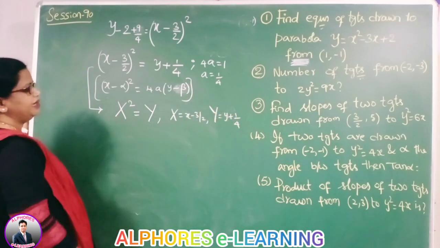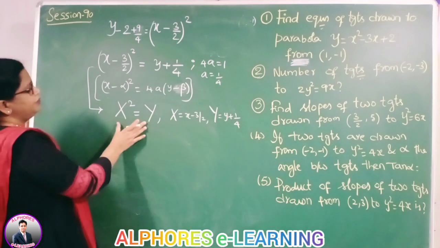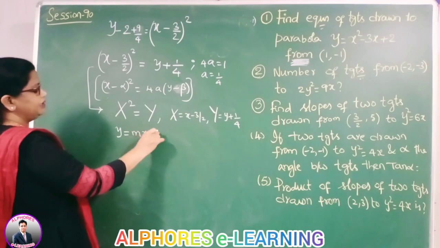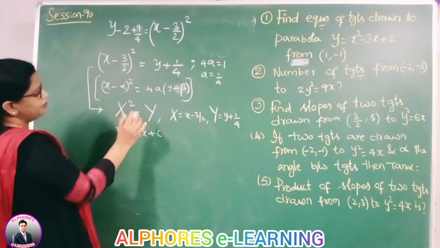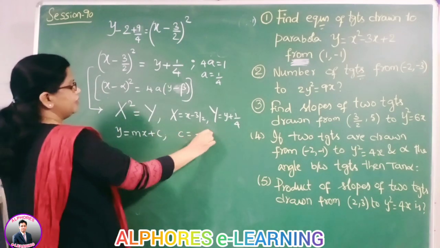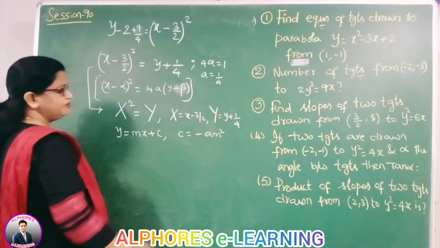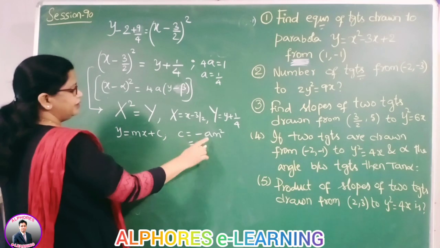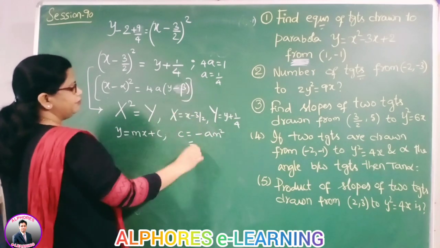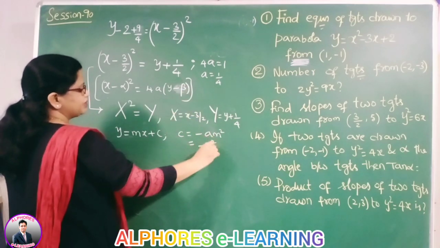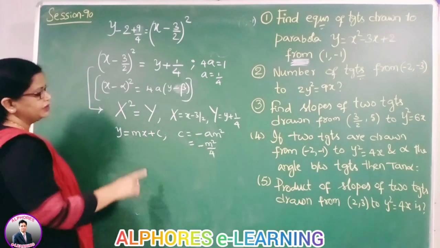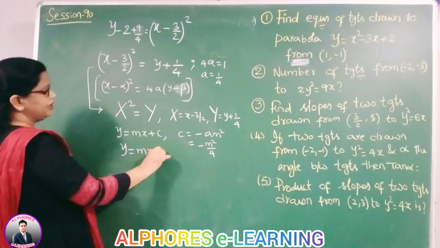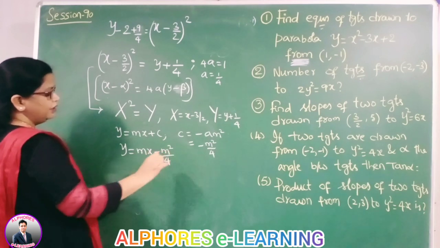Now once we got this value here, then you know if y equal to mx plus c is the tangent equation, then for this model the c is nothing but minus a m square, which we have observed in the previous session. Now what is that a value here? This a is how much? 1 by 4. So minus m square divided by 4. So now I am substituting that value here. Y is mx minus m square divided by 4.